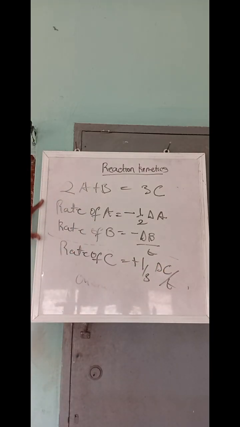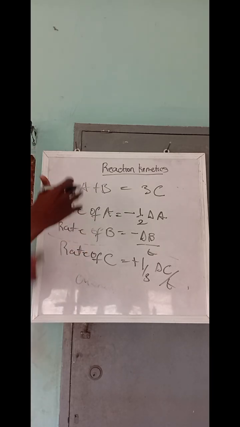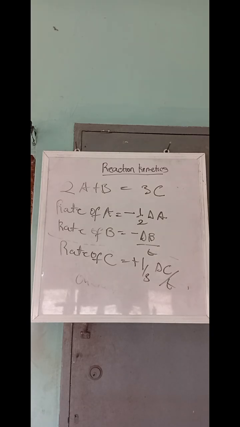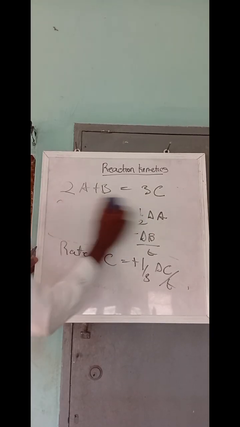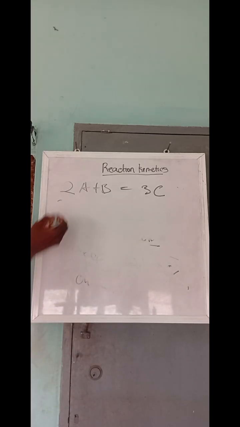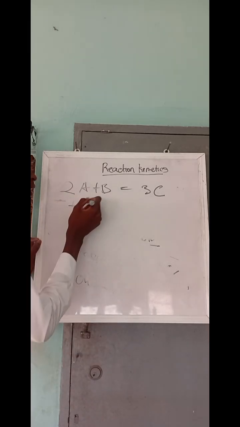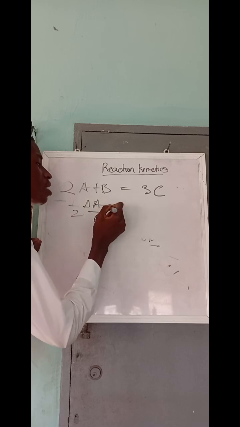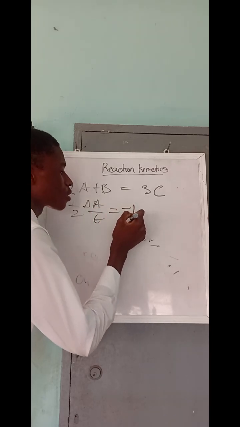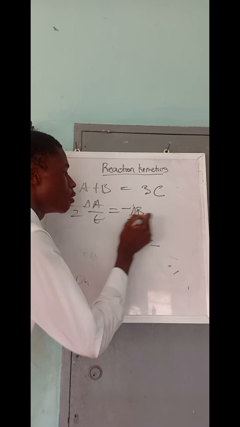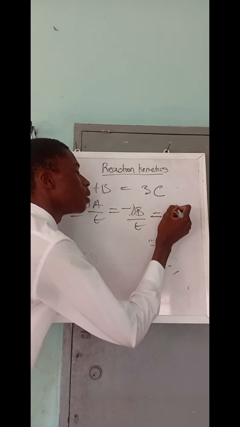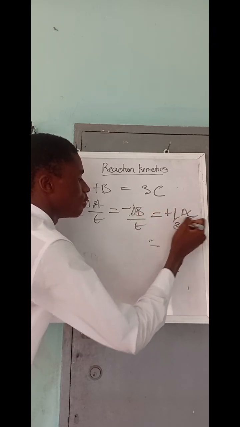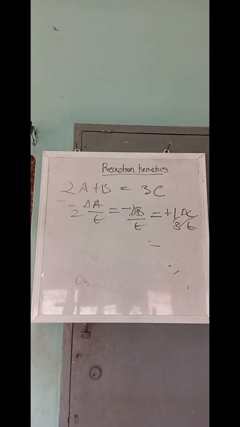That means that all these particular things are specific rates because we are specifying them based on the number of moles that each of the units in that particular reaction has. Am I communicating? They will also be equal to each other. So I can have minus 1 over 2 change in A over time is equal to minus change in B over time is equal to plus 1 over 3 change in C over time. So this is what is the specific rate of chemical reaction.